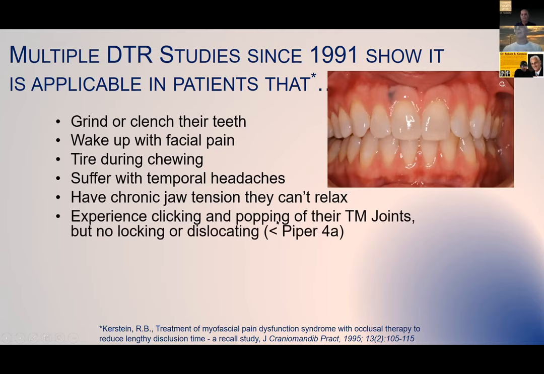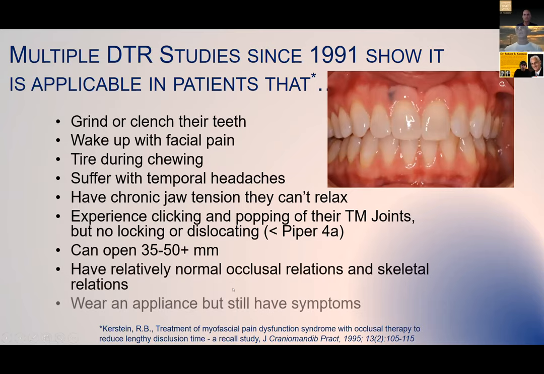If they have clicking and popping, as long as they're not locking and dislocating, you can treat them, again, with the correct diagnosis, CBCT of the joints, range of motion of the joints, and if you need an MRI of the joints. But I'm talking to you about patients that you always see that come in your office. They're young women, middle-aged women with headaches and facial pain. They grind their teeth. Their kids drive them crazy. Their husband drives them crazy. They don't need jaw repositioning in 28 units. They need to get rid of their symptoms. They have to be able to open reasonably well, and again, normal occlusal relations.